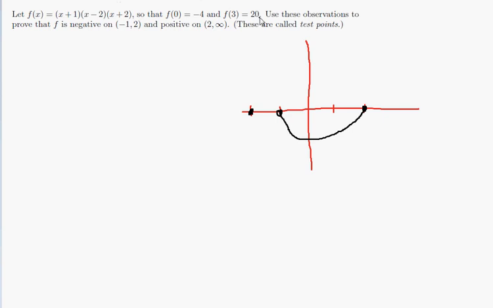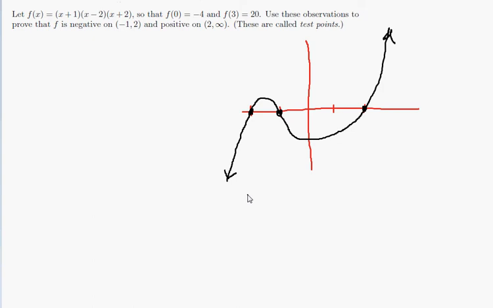Likewise, f of 3 is 20, so out here to the right, the implication is that the function must be positive. In between, if you were to plug in a number between negative 2 and negative 1, you'll find that the function is positive, and so the graph must be positive. And if you were to plug in a test point to the left of negative 2, you'd find that one test point is negative, which implies that every point is negative to the left of negative 2.